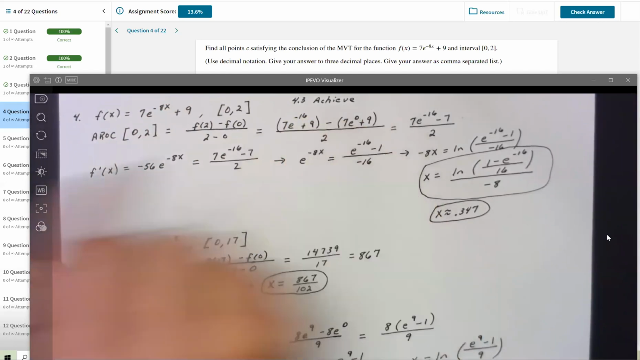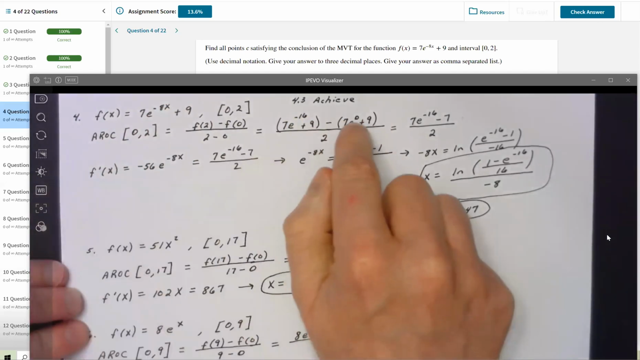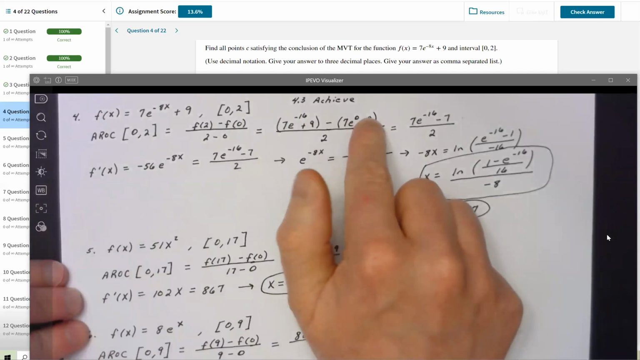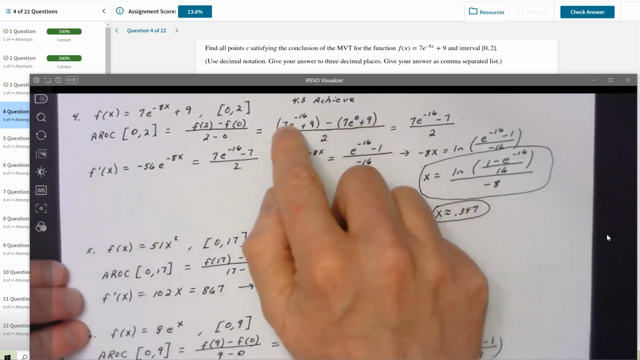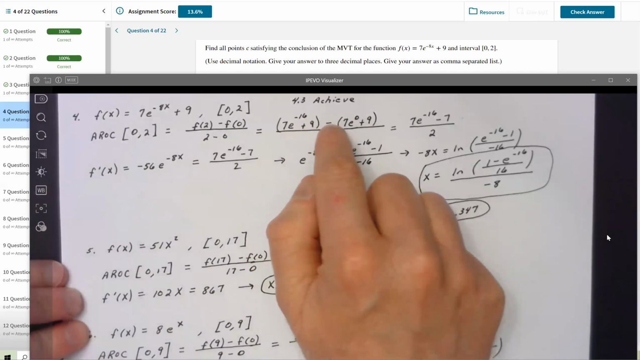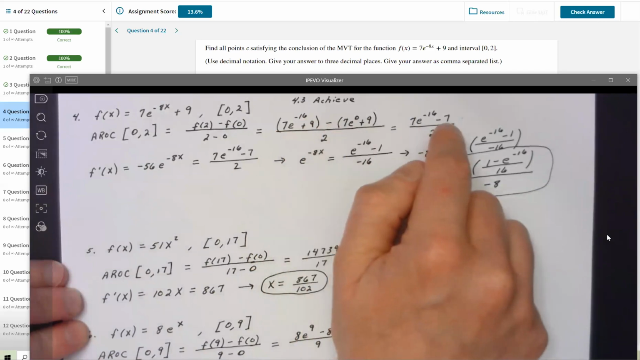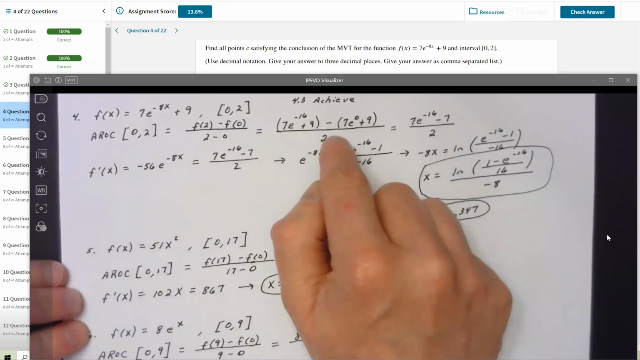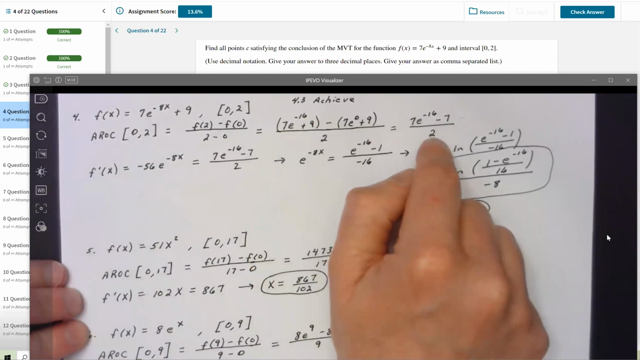Clearly, your 9's cancel out. And then you need to remember, any number raised to the 0 power is 1. So you have 7e to the negative 16 minus 7 times 1. That's just 7e to the negative 16 minus 7. Again, I had my denominator of 2.